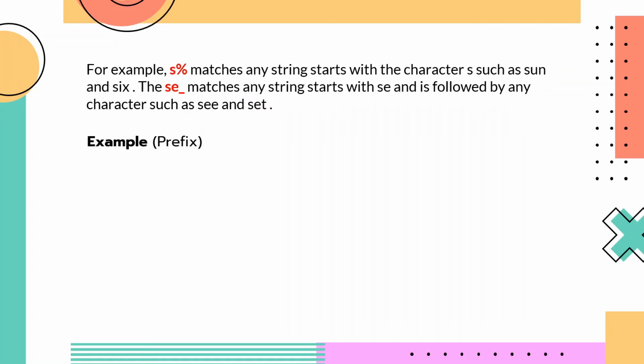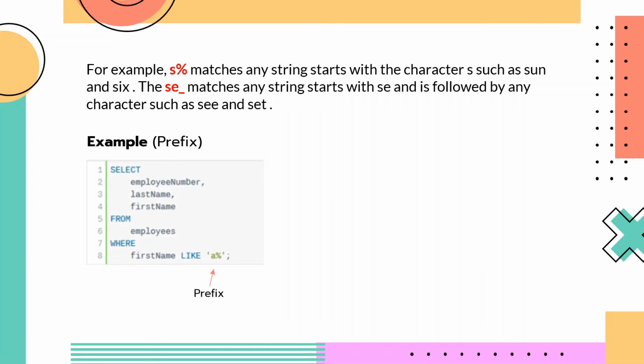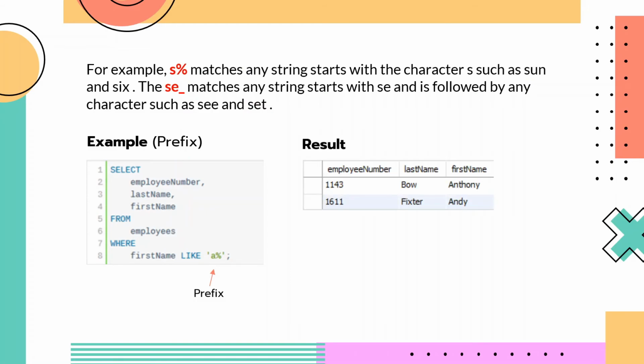This image shows an example of using the LIKE operator as a prefix. Select employeeNumber, lastName, firstName from employees where firstName LIKE 'a%'. So the syntax will return the data if the first name starts with the letter a. On the right side, you can see the result. The first names start with the letter a: Anthony and Andy.